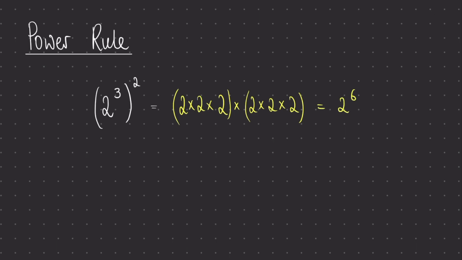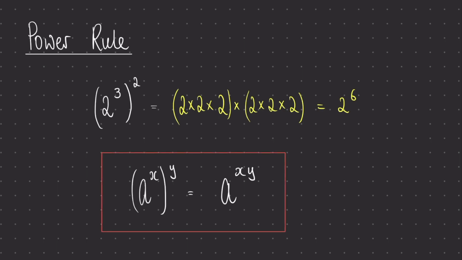Checking the indices, I can see that it's in effect 3 multiplied by 2 that gets me this final index 6. So the general rule in this case is that a to the power of x, which I then subsequently raise to the power of y, is equivalent to a to the power of x multiplied by y. So this here is the power rule.